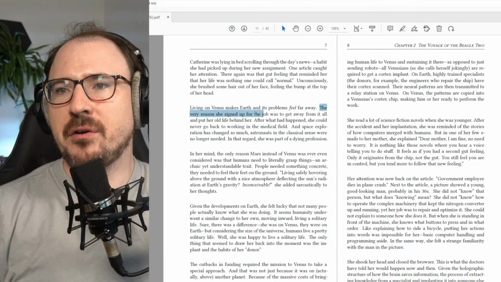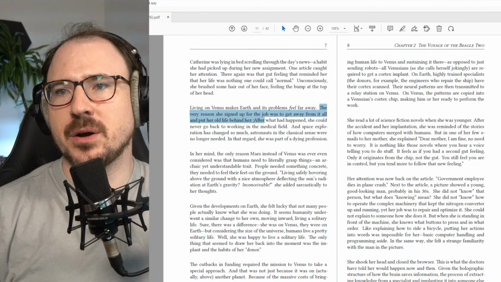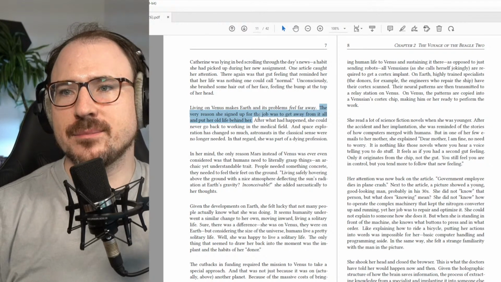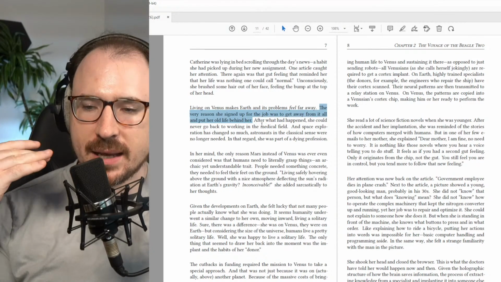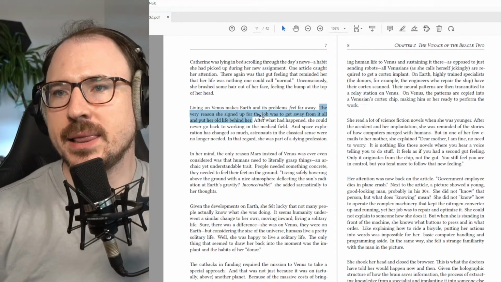Okay, then the very reason she signed up for the job was to get away from it all and put her old life behind her. Well, again, what does that mean? What has happened? We don't know. We want to know. Again, we can write this, but these are additional promises we have to later explain.